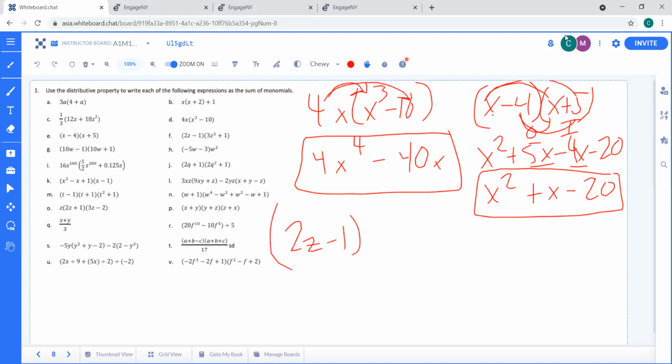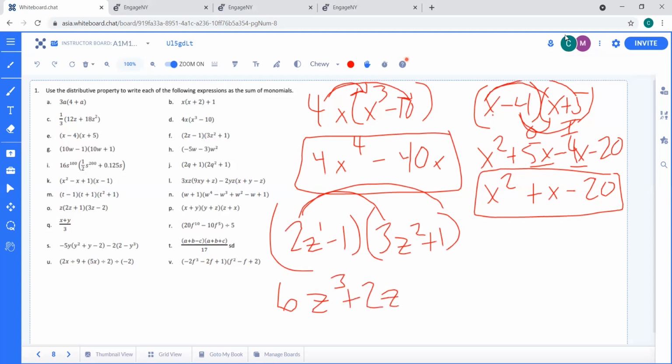2z minus 1. And this is the same thing. Two binomials. We're going to do the first. That's going to be 6z to the third, because we add our exponents. Outer is plus 2z. Inner is going to be a minus 3z squared. And then the last, that's not the last. Stop doing that, Mr. Anderson. Okay. The last is going to be a negative 1.